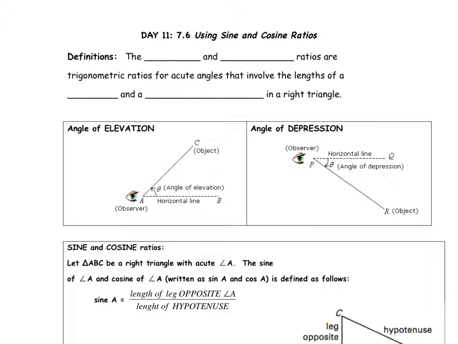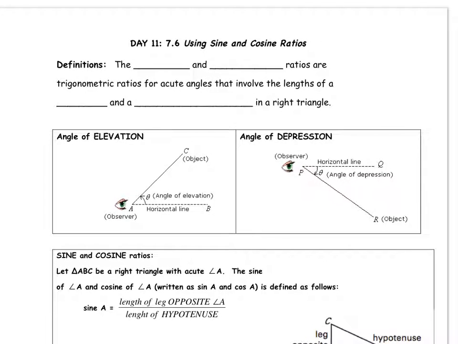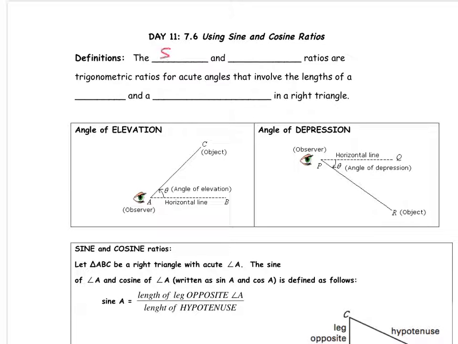So the first thing that you have to understand is that the sine, and I know it looks like sin, but technically it's sine, S-I-N-E, but on your calculator it says just simply S-I-N, and the cosine, which we just abbreviate as cos, ratios are trigonometric ratios for the acute angles that involve the lengths of the legs and a hypotenuse. So we are going to be using all three sides today when we do our trig ratios, as opposed to yesterday, when we didn't use the hypotenuse for tangent, we only used the legs.